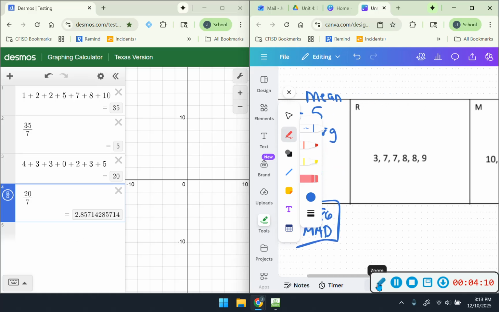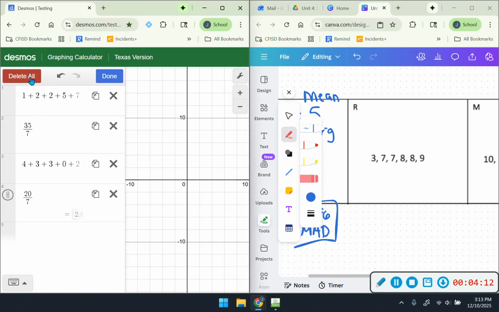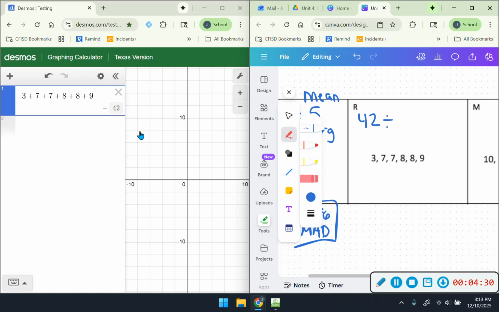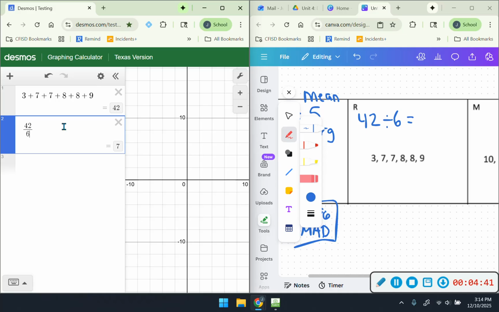So let's do another. I'm going to clear my calculator. So remember step 1, add your numbers. 3 plus 7 plus 7, oops, plus 8 plus 8 plus 9. That gets me to 42. So I have 42. Divide, and I have 1, 2, 3, 4, 5, 6 numbers this time. So I'm dividing by 6. 42 divided by 6, that gets me to 7.